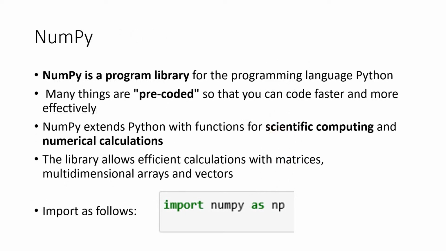So, first of all, what is actually Numpy? For that, some definitions. Numpy is a program library for the programming language Python. Many things are pre-coded so that you can code faster and more effectively. Numpy extends Python with functions for scientific computing and numerical calculations. So in short, we can just say that Numpy is an open library to which we can have access.